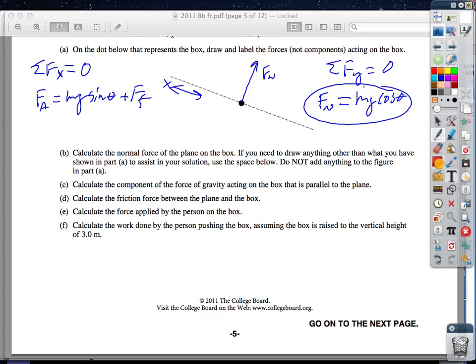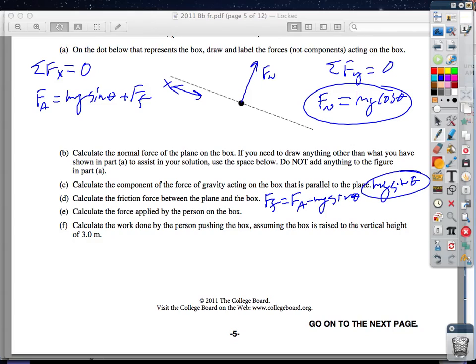Did they give us numbers? Oh yeah, we'll just plug everything in. Magic. Alright, calculate the component of the force of gravity acting on the box parallel to the plane. That also is relatively simple, mg sine theta. Calculate the friction force between the plane and the box. So the frictional force is going to be Fa minus mg sine theta.